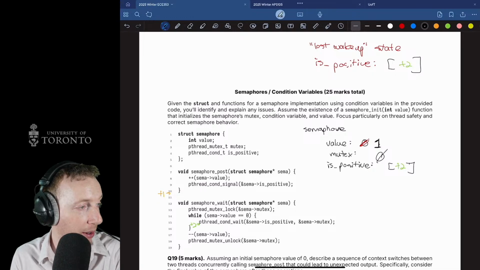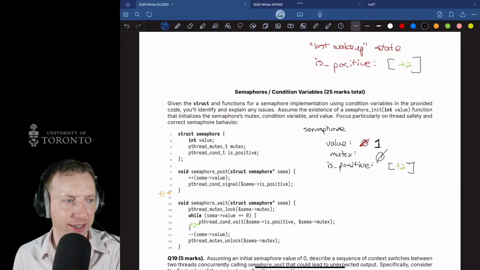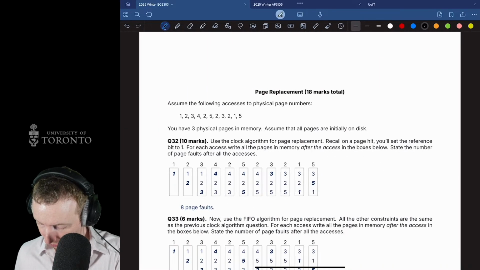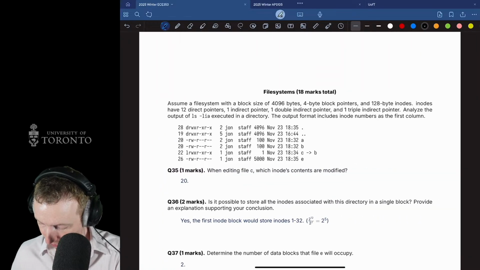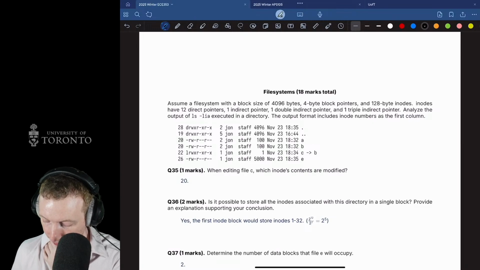And then, oh wow, we want more file system questions. Okay. So we want the file system question from this exam too. Hey, there's page replacement. All right, so another file system question.